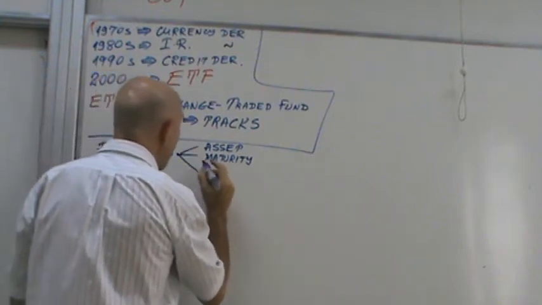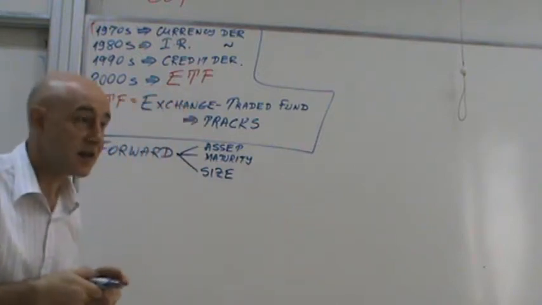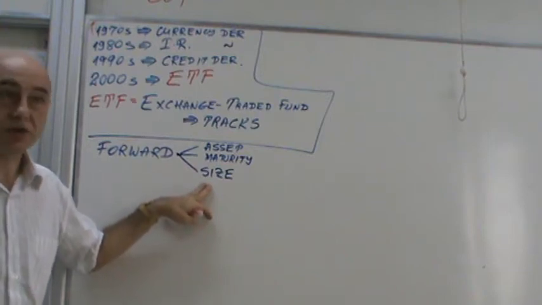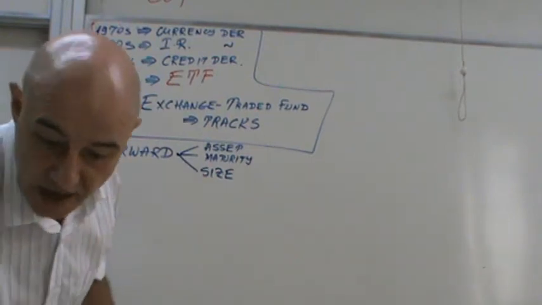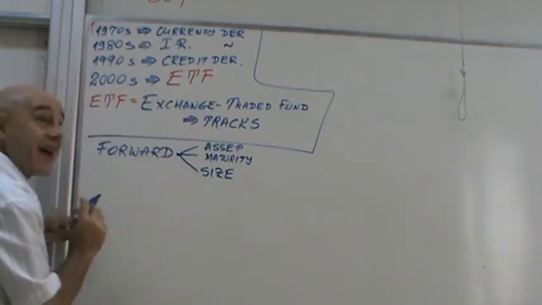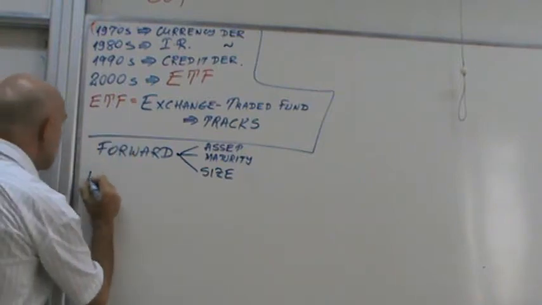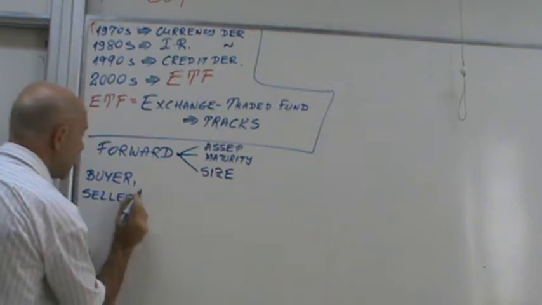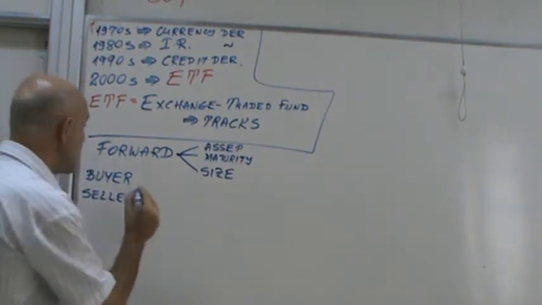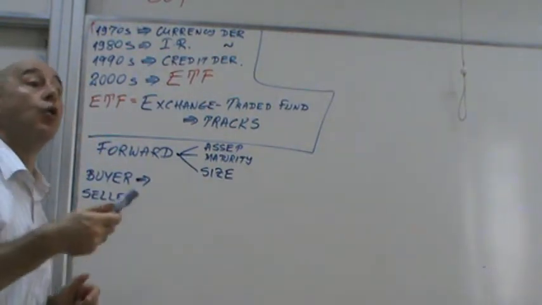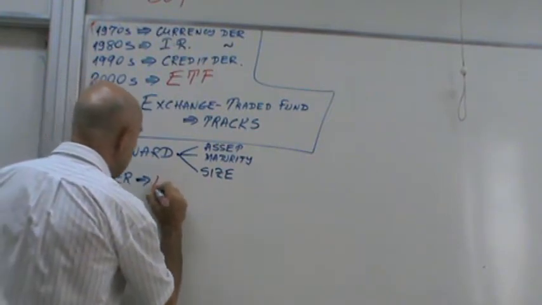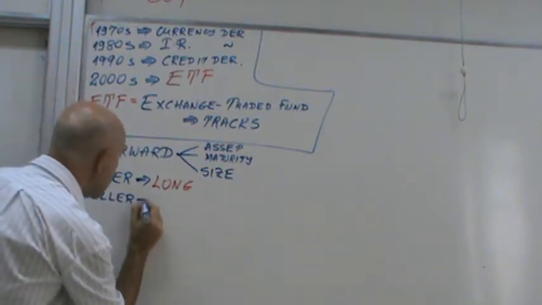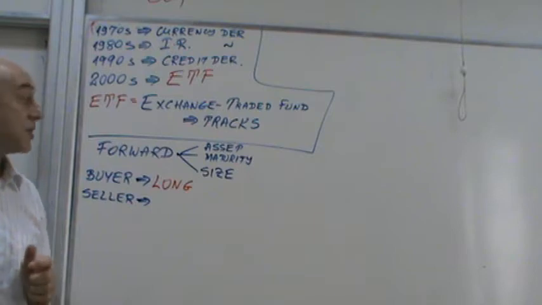And a forward will have a size. 100 ounces of gold. 1,000 barrels of oil. 100,000 US dollars, or maybe 100,000 euro. It's going to be a particular size. Like any derivative or any financial instrument, you're going to have a buyer. You're going to have a seller. The buyer of a forward or a futures or any derivative is called a long. That's how we call it. And the seller of a forward or a futures will be a short.